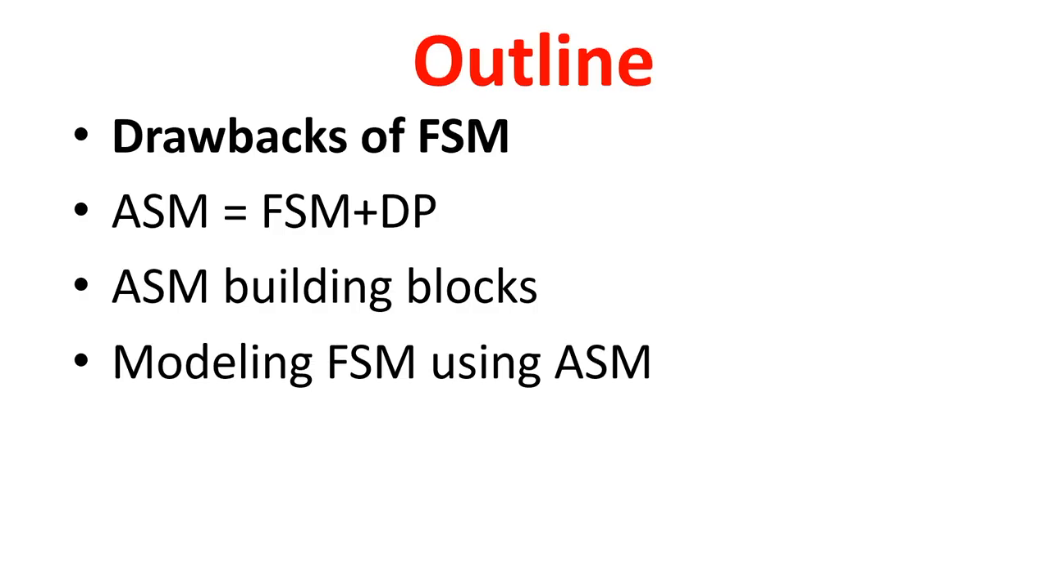Outline of today's class: drawbacks of finite state machines. We have already discussed finite state machines. We can design very good digital systems with finite state machines, but there are some important and interesting drawbacks of FSMs. So we need to go for some better models to design digital systems. The better model is algorithmic state machines, which comprise FSM plus data path, FSM plus DP. We will look at the building blocks of ASM, first a set of examples of how we can model a general FSM using ASM, then we will go for proper ASM designs.